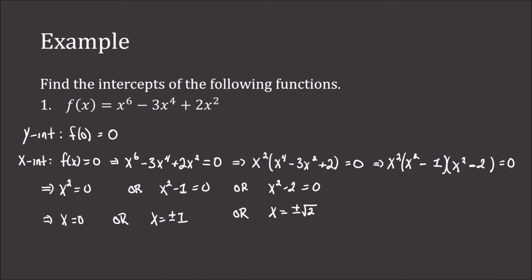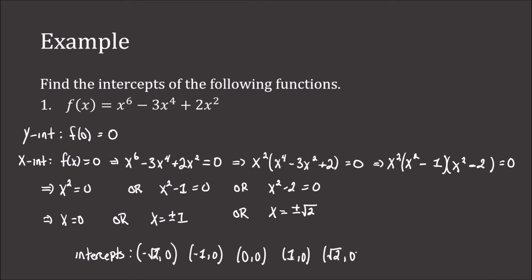And so all of our intercepts: we have negative square root of 2 comma 0, then we have negative 1 comma 0, then we have 0 comma 0, then positive 1 comma 0, and finally positive square root of 2 comma 0. This middle intercept happens to be both a y-intercept and an x-intercept.